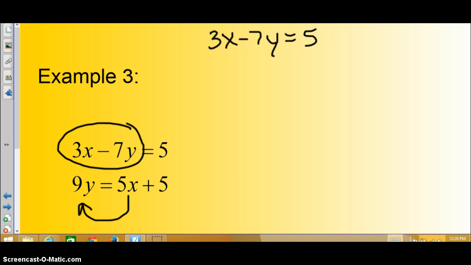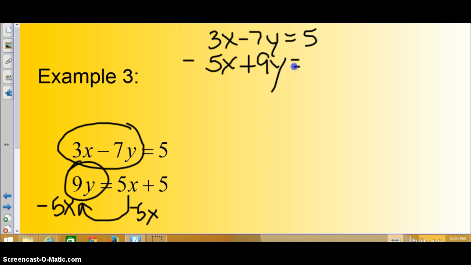When we move x to the other side of the equation, remember you're subtracting 5x. So this becomes a negative 5x. This was a positive 9y, leaving that positive 5 on the side of the equation. So what we've done is we've taken and moved these equations around so that they line up and they look a lot nicer than they did to begin with.